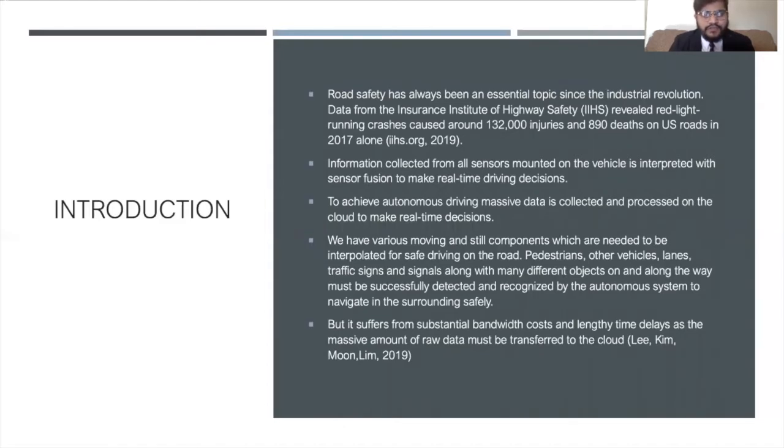The Insurance Institute of Highway Safety did a survey a couple of years ago where a simple situation such as running a red light has injured 132,000 people, and there have been around 900 deaths in just the year 2017 in the US. So imagine what that number would be in the whole world. So definitely it is a problem which needs to be addressed, and it is addressed by autonomous vehicles, by including different features like autonomous lane navigation, lane assisting, and adaptive cruise control.